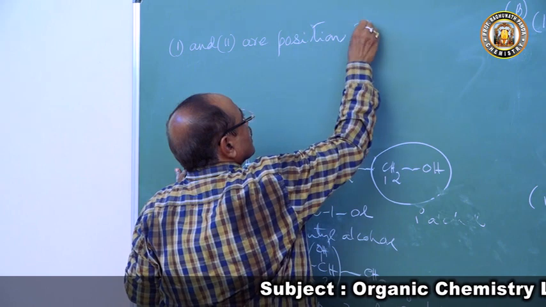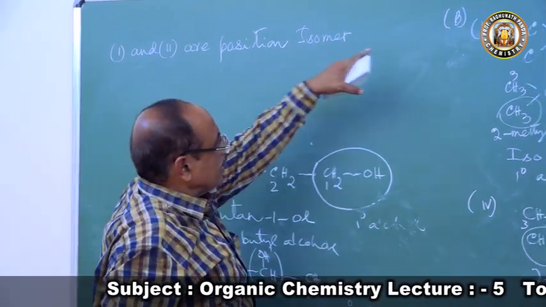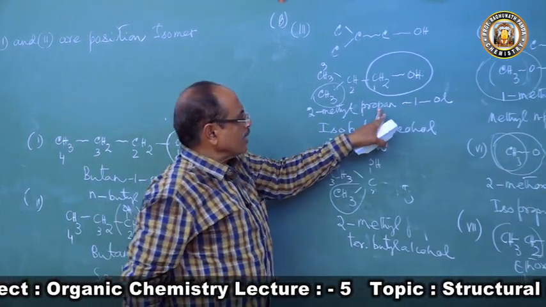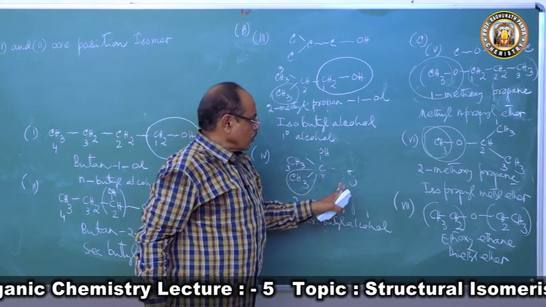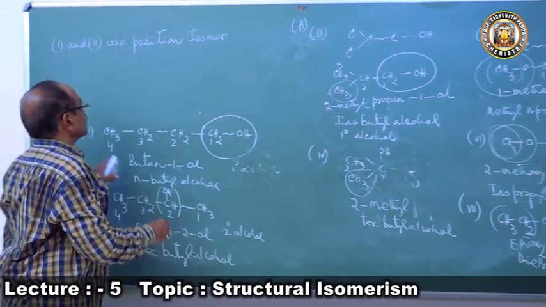1 and 2 are position isomers. Then what are 3 and 4? 3 and 4 are also position isomers. Why? It is at the 1 carbon atom alcohol and the 2 carbon atom alcohol. So 3 and 4 are position isomers.